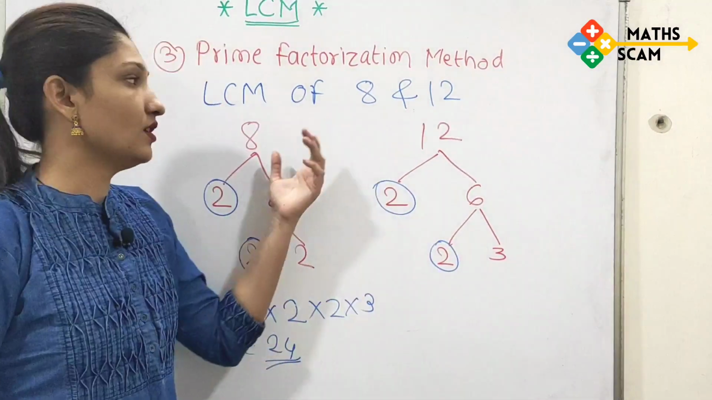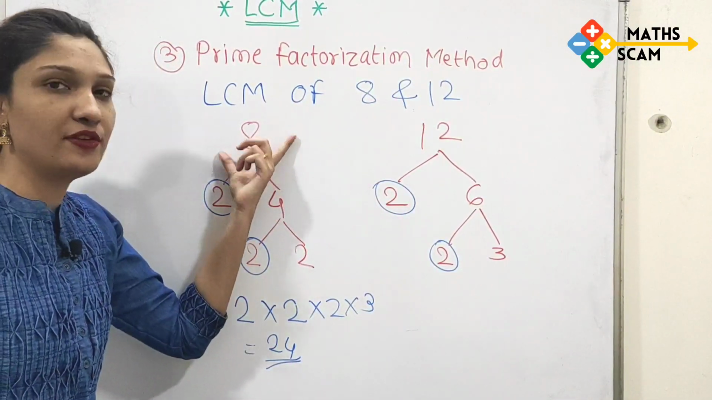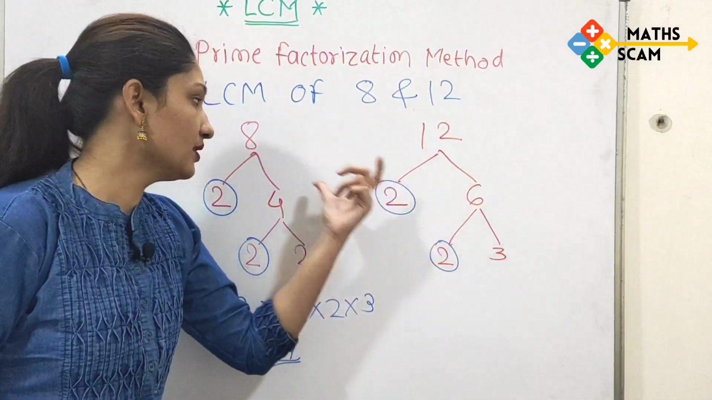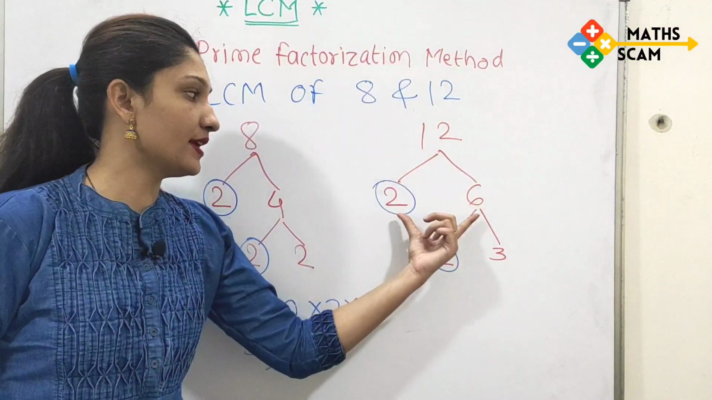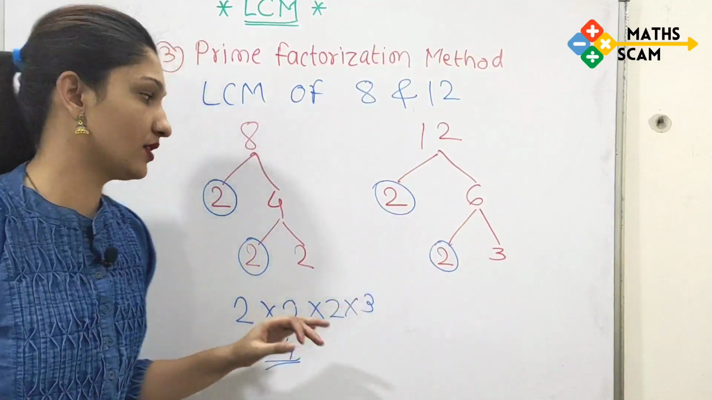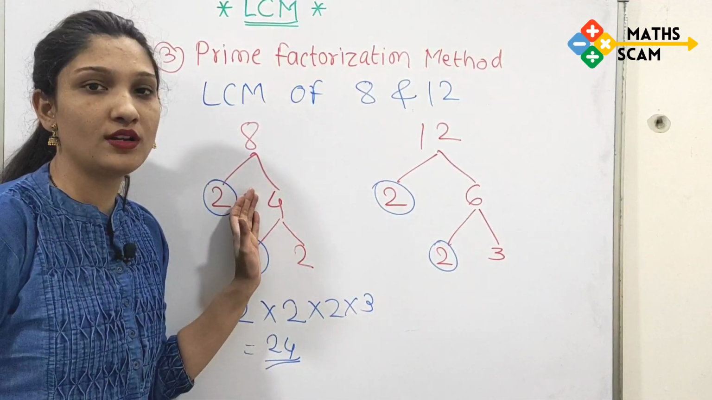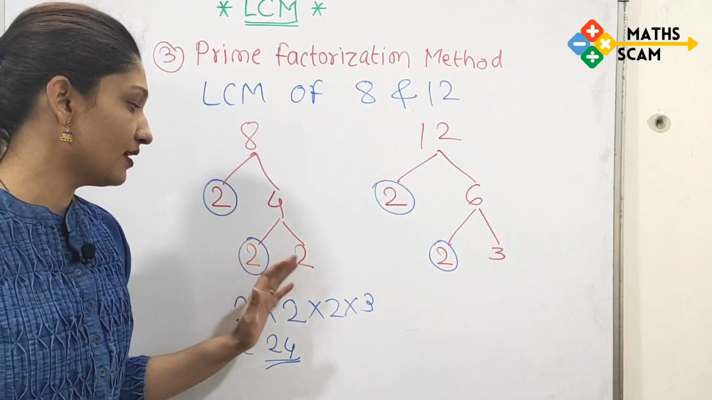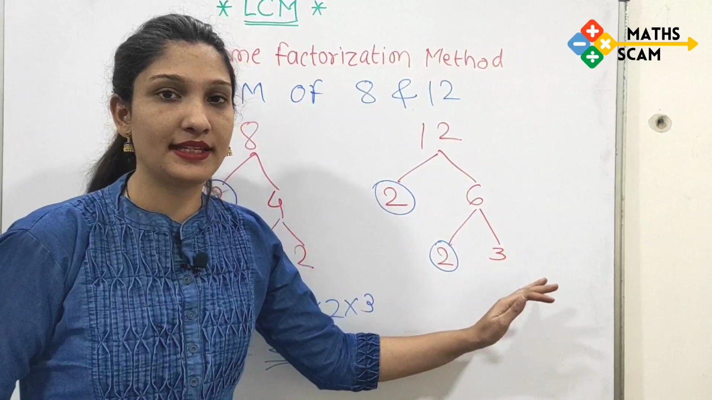You get that? What we have done here is, first, find two individual factors of every number. So for 8 we found 2 and 4. For 12, we found 2 and 6. Okay? So we cannot divide 2, so we divide 4. The factors of 4 are 2 and 2. The factors of 6 are 2 and 3.